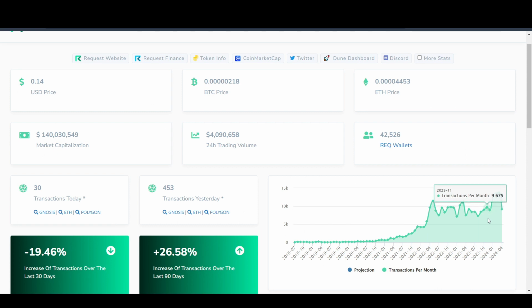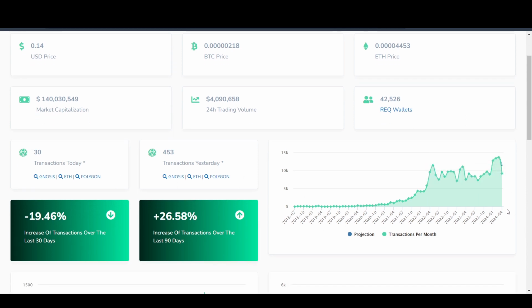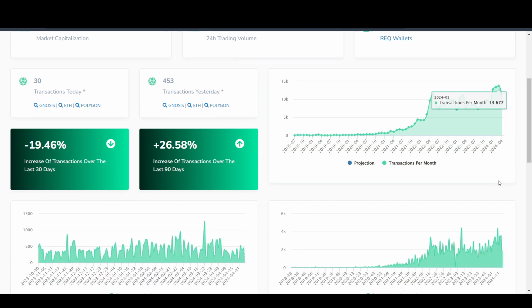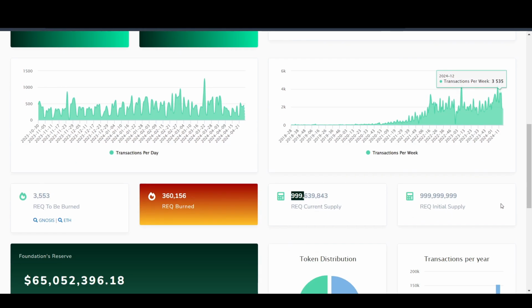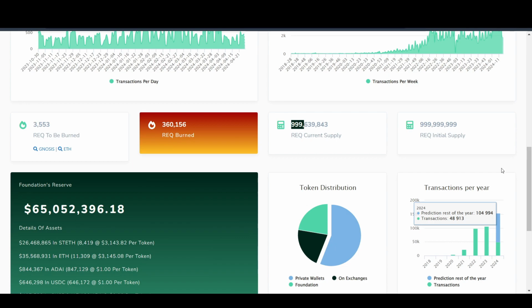But we do have pretty good growth when it comes to transactions. As you can see, the transactions did peak in the month of March 2024. We also have transactions per week, which also peaked as well. So I think the demand for it is actually coming up.